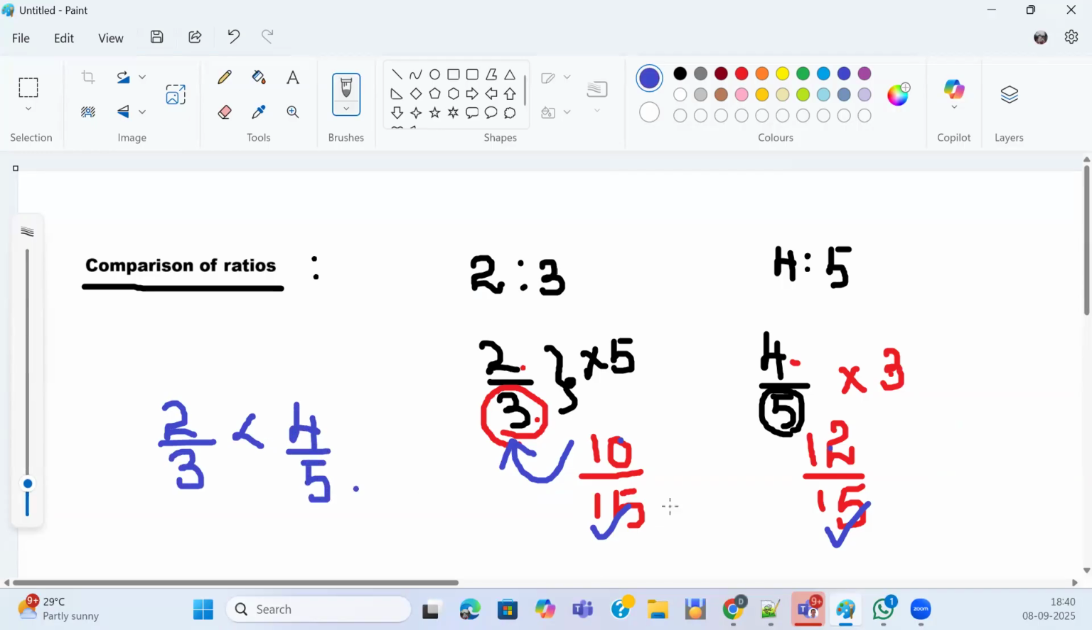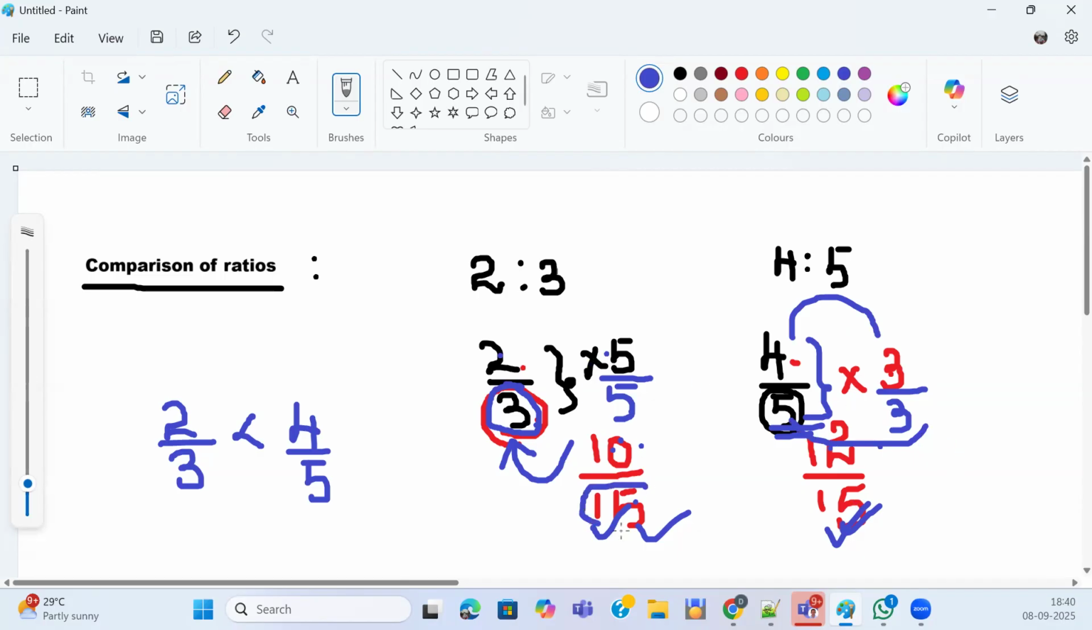So you people know that in the fractions you learned, if the denominators are same, then you just compare the numerators. To make denominators same, what are we trying to do here? What is the denominator here? 3. You multiply the other fraction, both numerator and denominator, by 3. And what is the denominator in this fraction? 5. So you multiply the other fraction, both numerator and denominator, by 5. Then what will you get? 2 5s are 10, 3 5s are 15. Here also 4 3s are 12, 5 3s are 15.